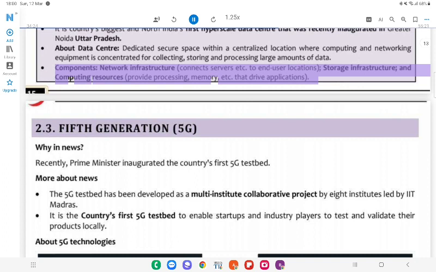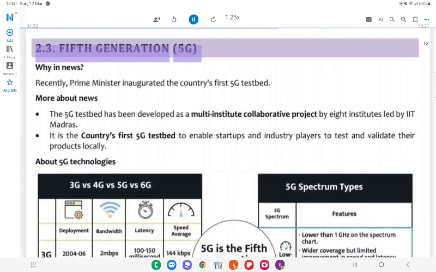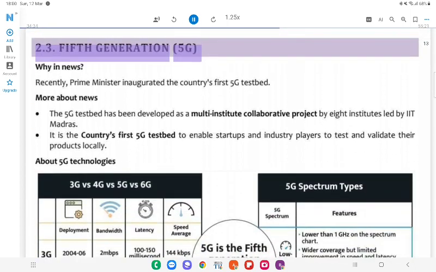Components: network infrastructure connects servers etc. to end-user locations, storage infrastructure, and compute resources that drive allocations. 2.3. Fifth generation, 5G.